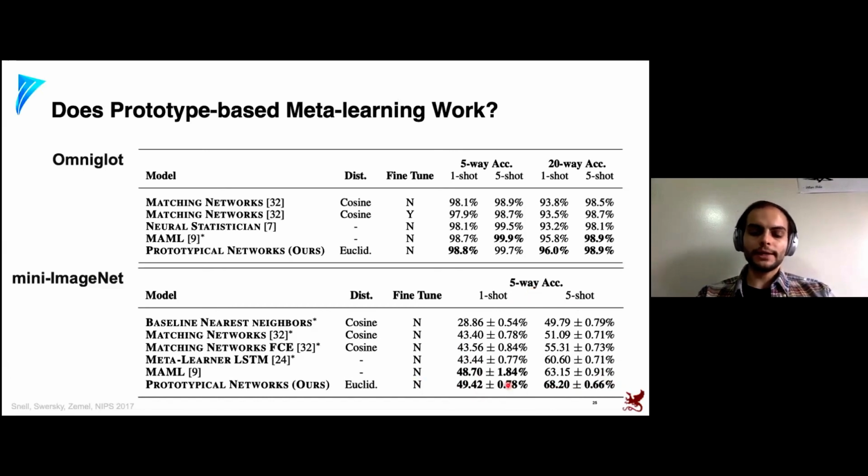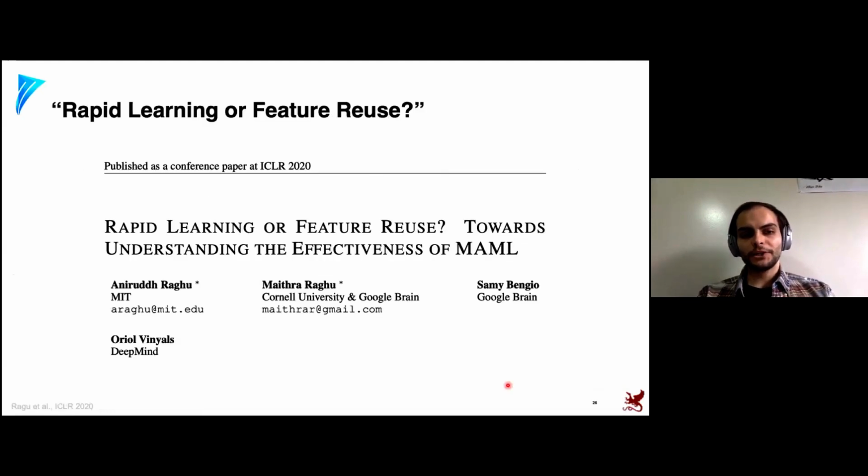But still, you can ask the question of how much the adaptation rule matters, versus how much the representations or embeddings that you eventually learn from this multitask dataset matter. And this is the question that one of the papers from ICLR 2020 is actually asking. They asked the question: is it rapid learning, or is it feature reuse, that MAML specifically is doing? And their study was focused specifically on model-agnostic meta-learning, this gradient-based approach. So what exactly do they do?